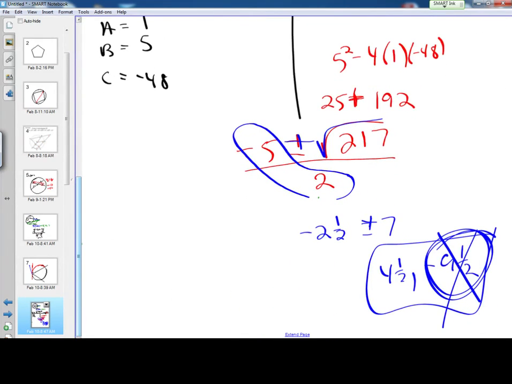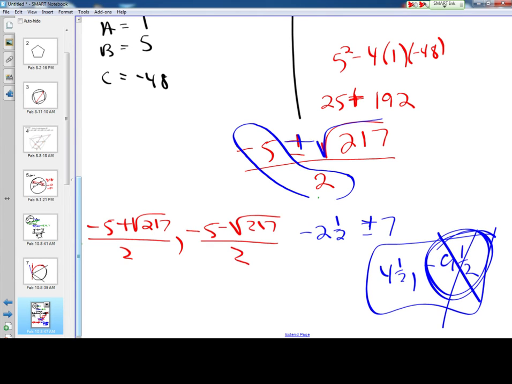So here's what you would do. How about some red? You would go negative 5 plus the square root of 217 divided by 2. And then you could do negative 5 minus the square root of 217 divided by 2. And of course, these are approximations because I rounded that off. So you're not going to get those exact numbers. But it gives you an idea of what's supposed to happen.